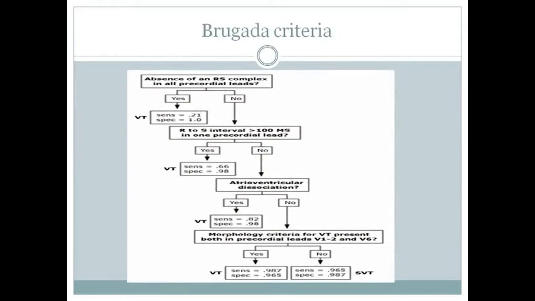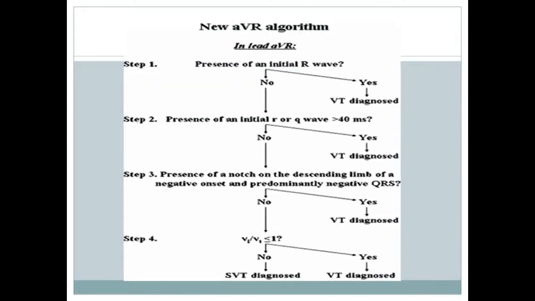There are criteria. There are two algorithms. They're there. You don't need to memorize them. But they're based on what we just talked about, the principles we talked about. The Brugada criteria: absence of an RS complex in all precordial leads. This is concordance. If you have concordance, it's V tach until proven otherwise. R to S interval greater than 100 milliseconds, meaning the initial part of the QRS, okay, is very broad. It's very slow conduction from the myocardium. That's very suggestive. Atrioventricular dissociation, okay? So we have P waves, or we have fusion beats, okay, or capture beats. And morphology criteria for V tach present. These are the things that we talked about.